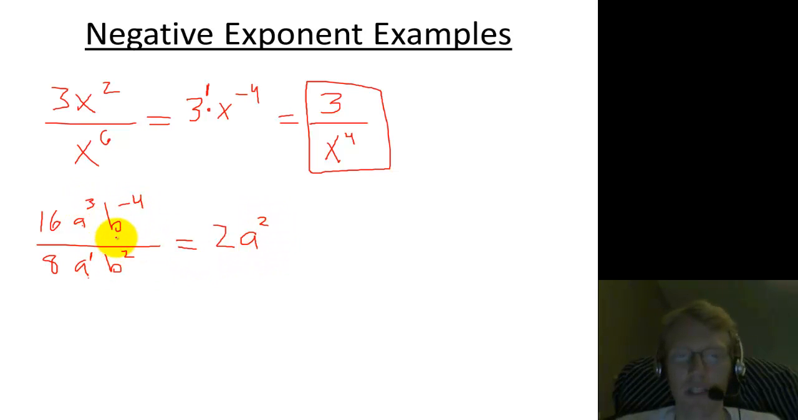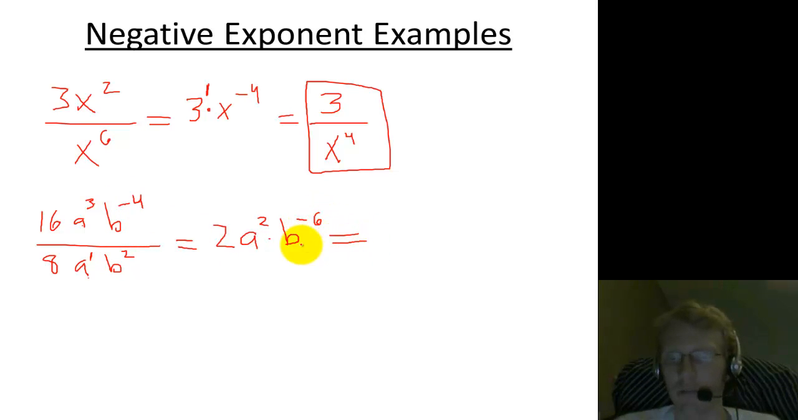Now with the b's, there are 2 different ways you could visualize this problem. The first option that you have is just following the rules of exponents. If we did that, we would get b to the negative 4th divided by b squared. When you divide, you subtract the exponent. So negative 4 minus 2 is negative 6.